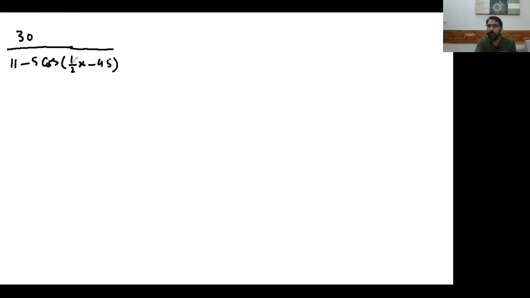And the question is that we have to find out the range of 30 divided by 11 minus 5 cos half x minus 45. Although it seems like a quite complicated and big function, we don't need to worry about that. Let us start doing this.